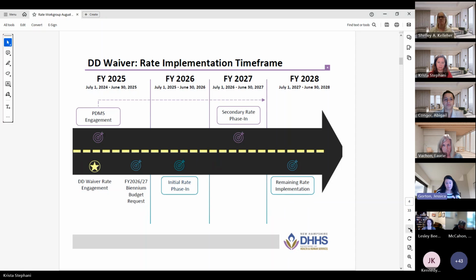I think the hope would be, as we approach participant directed, and Ellen, your questions are spot on to exactly why we wanted to make sure that we had a robust amount of community engagement before we entered into some of the PDMS changes that would be required.